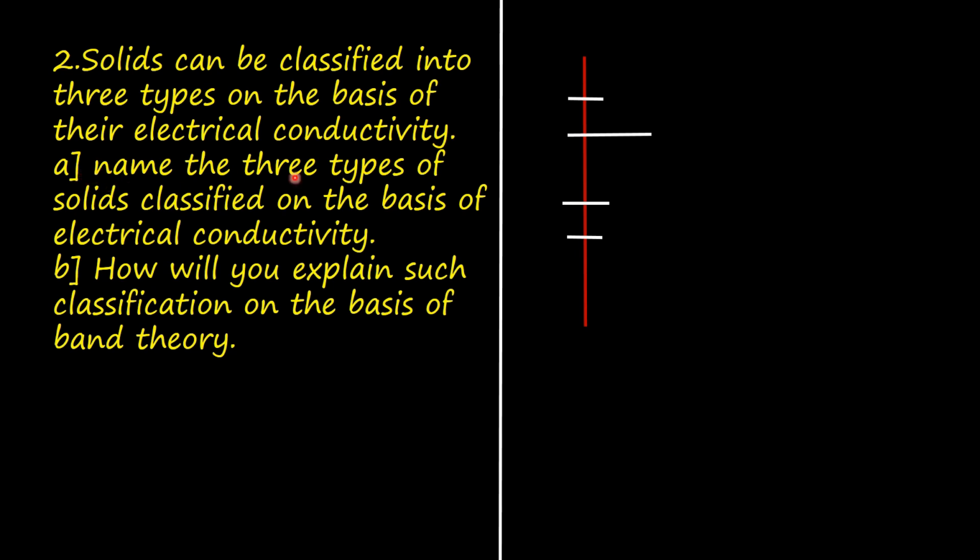Section A. Name the three types of solids classified on the basis of electrical conductivity. Section B. How will you explain such classification on the basis of band theory? Solids can be classified on the basis of their electrical conductivity.